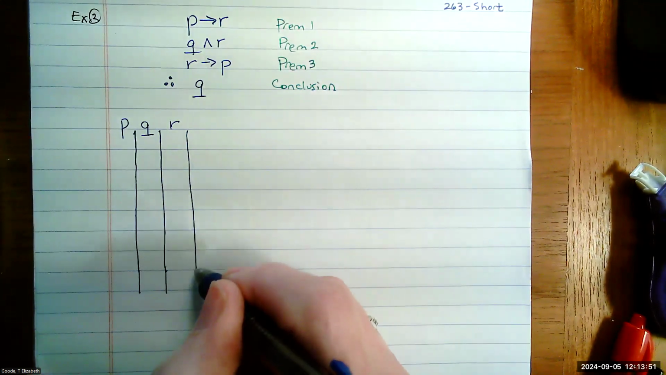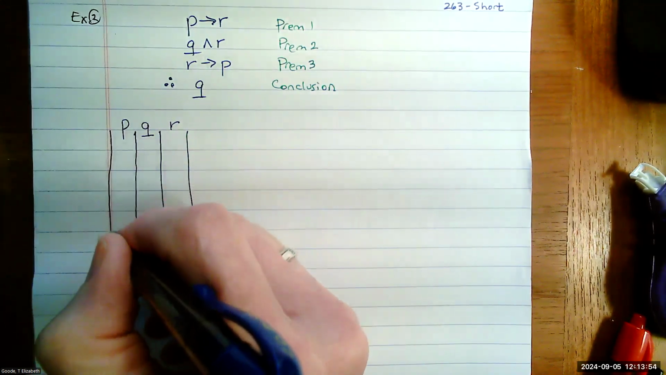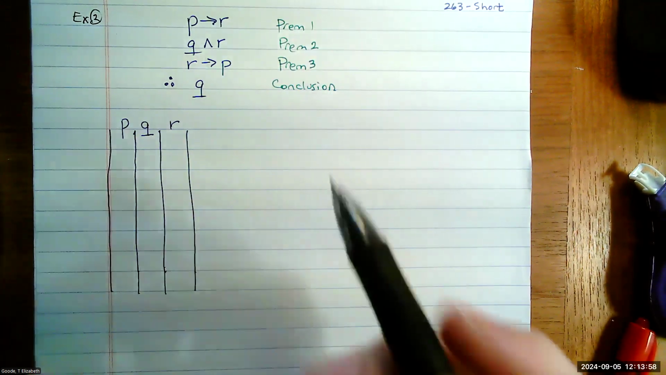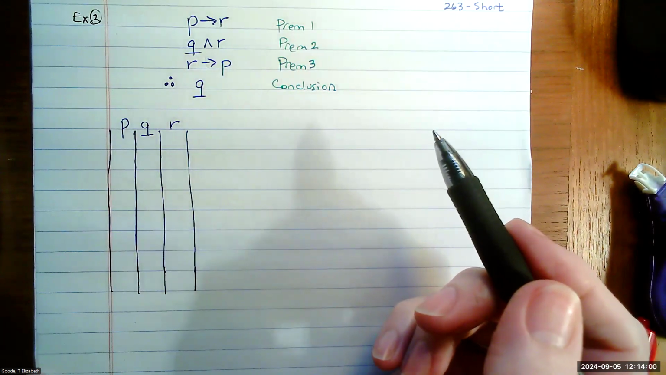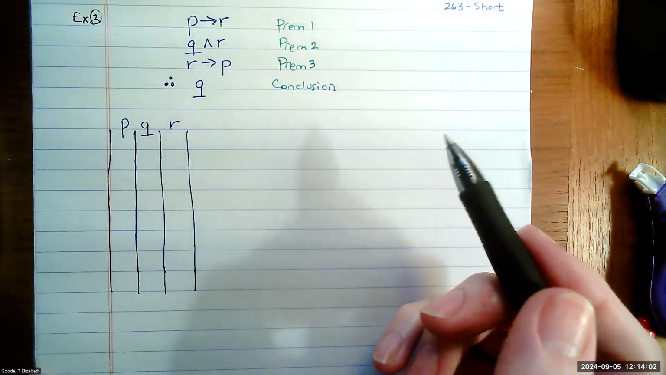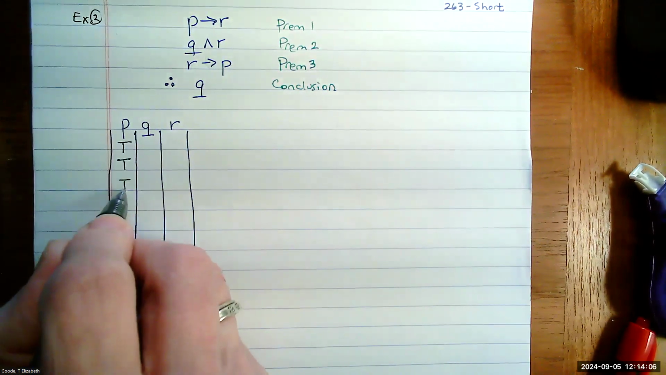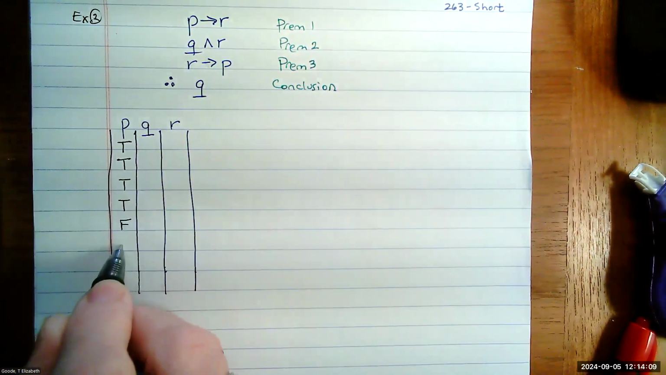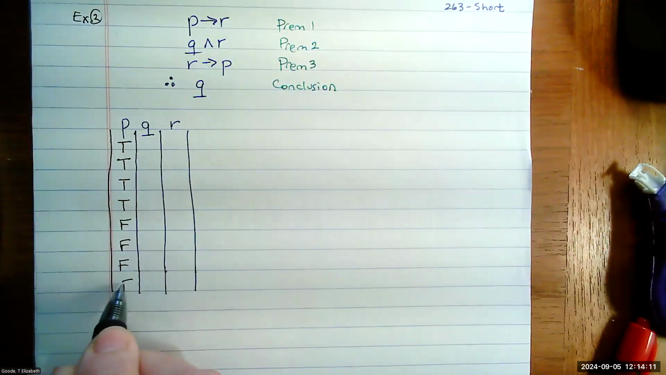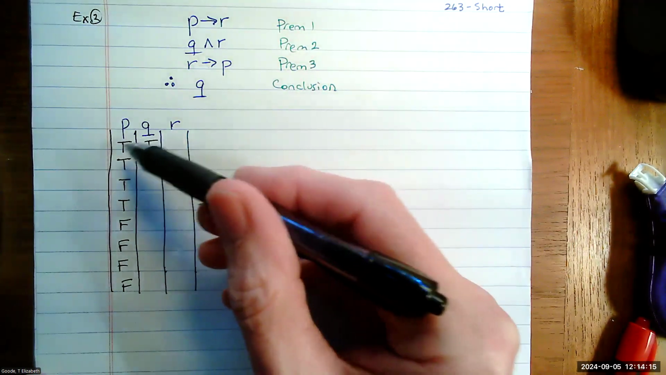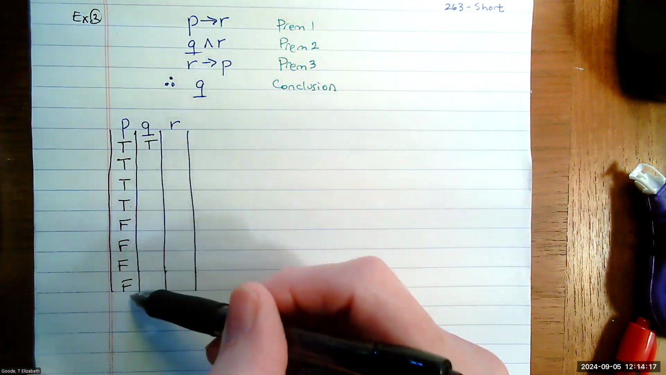All right, let's go ahead and fill in the columns for P, Q, and R in the canonical way. Please always use the canonical setup for your truth table. Under P, we'll write true, true, true, true, false, false, false, false. Half of 8 is 4, so it's 4 truths followed by 4 falses.